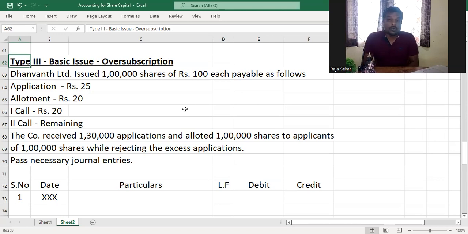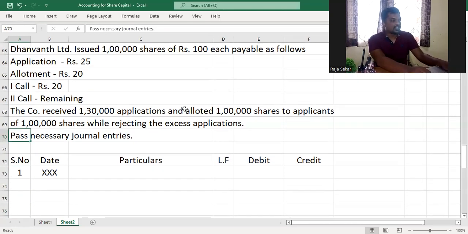So it cannot allot more than the number of shares it issued, right? So it only allotted shares to the applicants of 1 lakh shares while rejecting the excess applications. So in a situation like this, when the company has received more applications than the number of shares it is issuing, and it is rejecting the excess applications, how do we go about accounting for it? We're going to learn that in this problem.